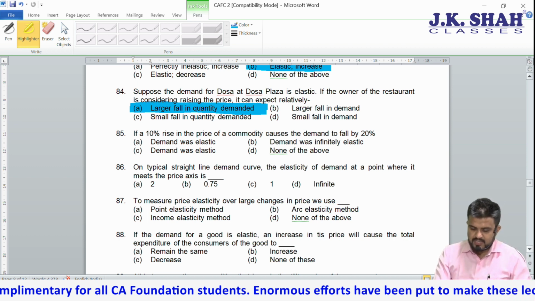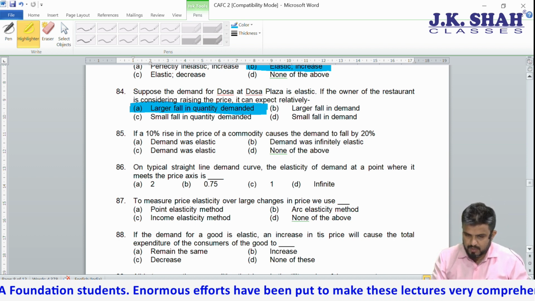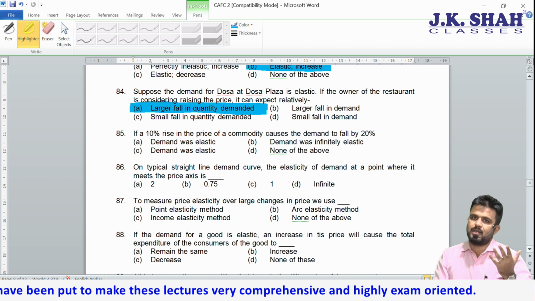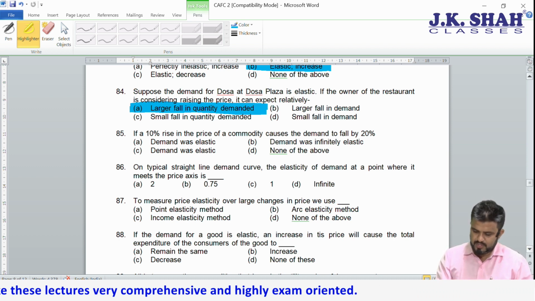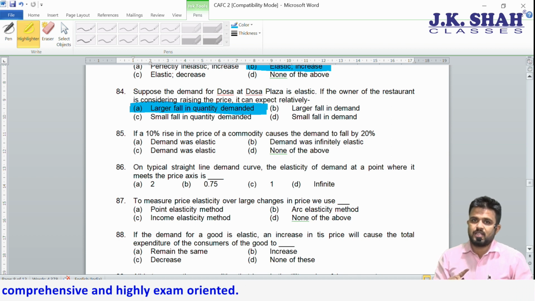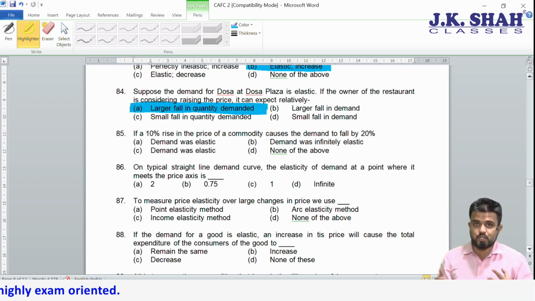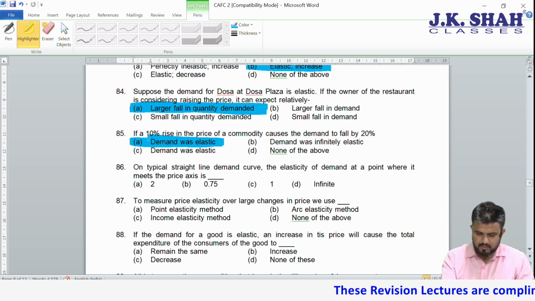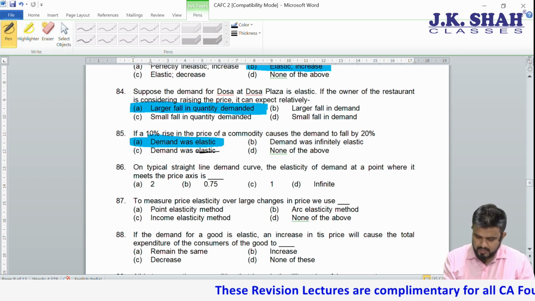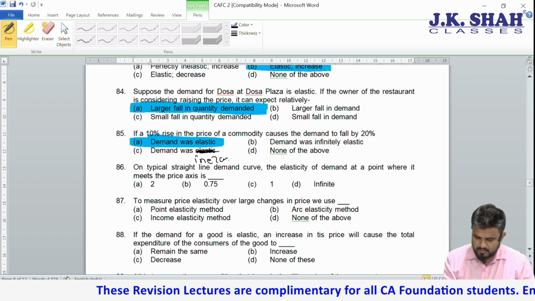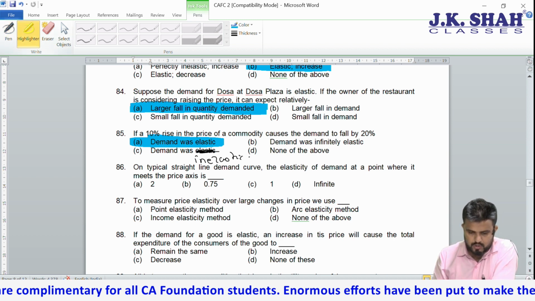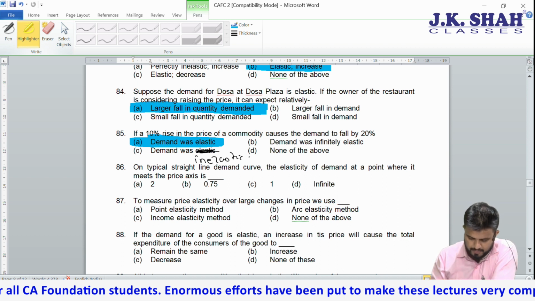Next, if a 10% rise in the price of the commodity causes the demand to fall by 20%, is there a change in the demand? Answer is yes. Price is increasing by 10%, demand is decreasing by 20%. If there is a change, I have told responsiveness to change is elastic. So demand was elastic. Option A. This should be inelastic, students. By mistake twice it got printed. The correct answer is demand was elastic.